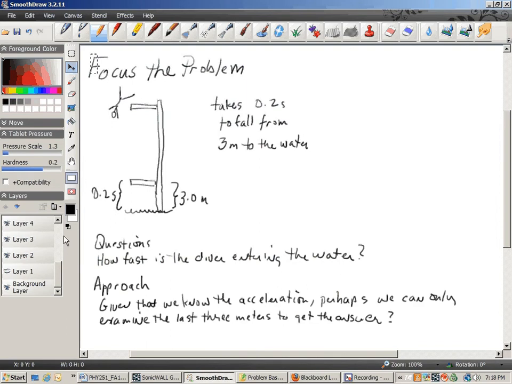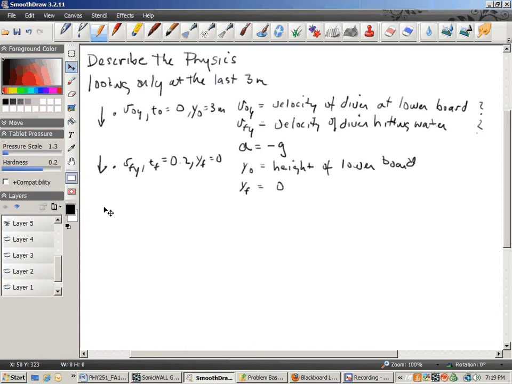So what is our approach? Well, given that we know the acceleration, perhaps we can only examine the last 3 meters to get the answer. So our next step is to describe the physics. Looking only at the last 3 meters, we have the object, the diver, at point y0 equals 3 meters with some velocity v0y, and we'll call that t0 equals 0.